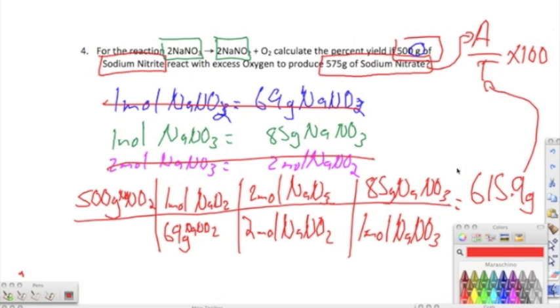So we plug in our 575, all divided by 615.9 times 100, and we get a percent yield. Our answer should be right around 93.5%.